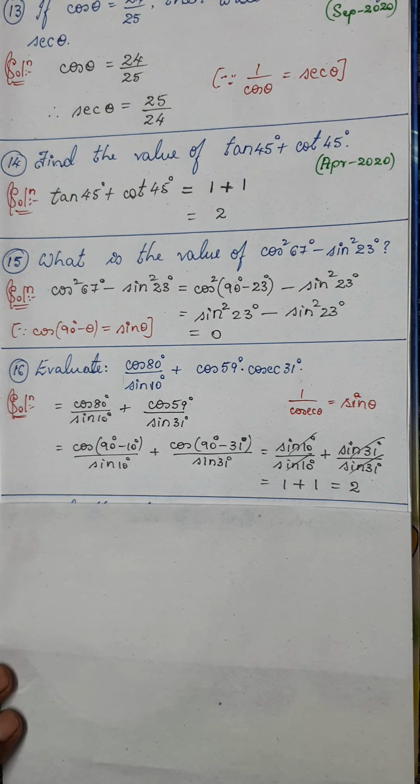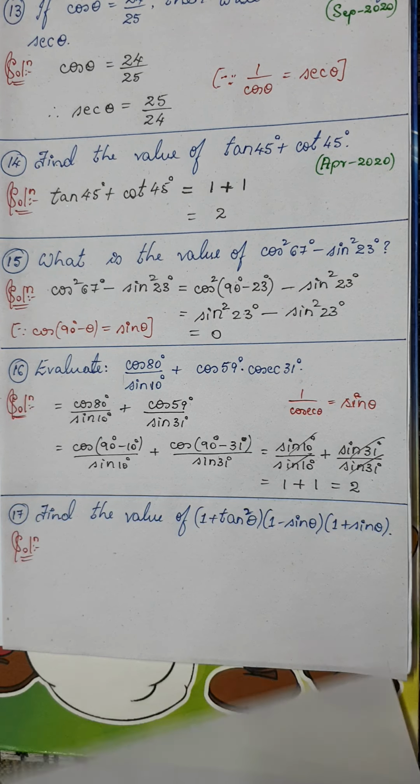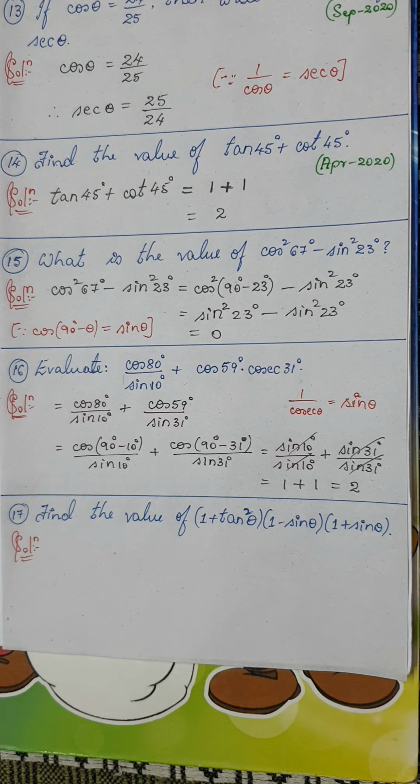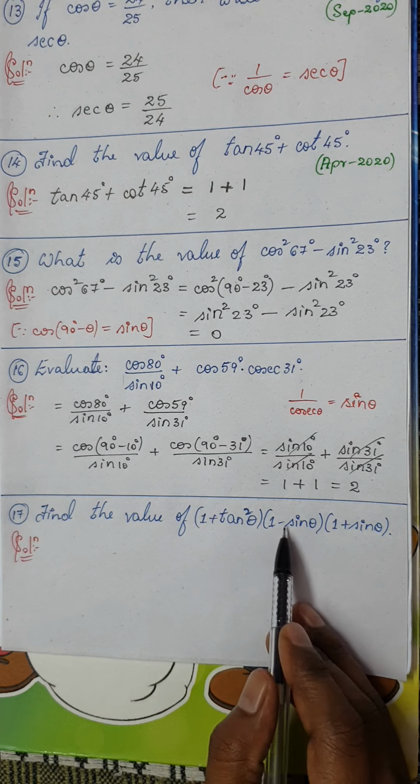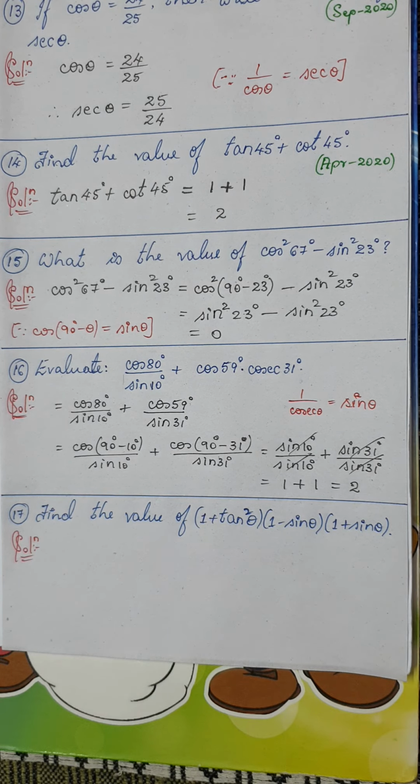Is it clear? Okay students, let's take one last question for the session. Question number 17. The question goes like this. Find the value of 1 plus tan square theta into 1 minus sin theta into 1 plus sin theta.